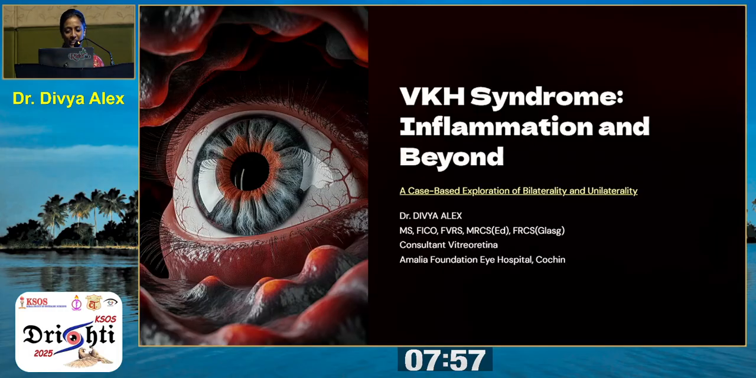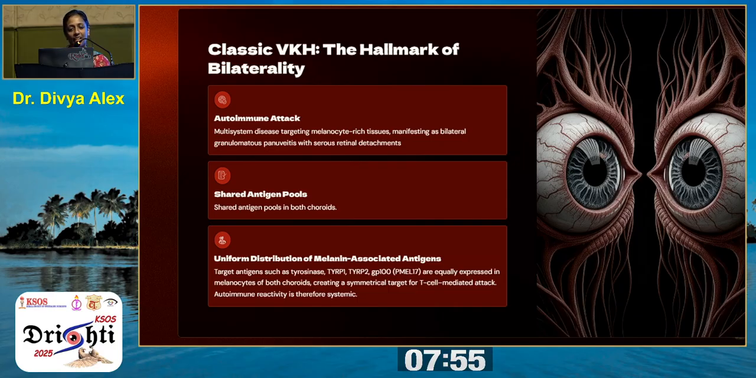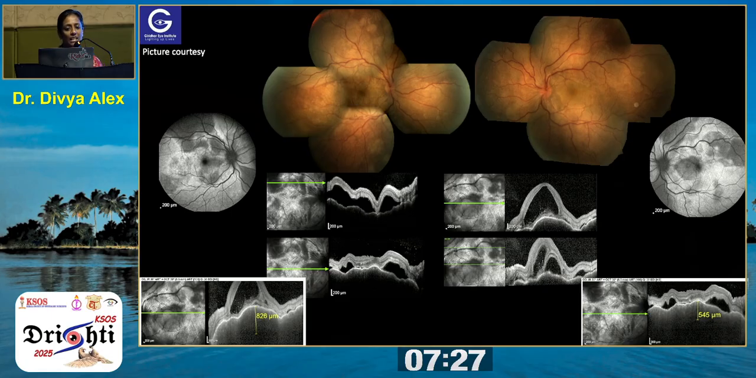A warm good morning, everyone. Vogt-Koyanagi-Harada disease is a multi-system disease manifesting as bilateral granulomatous panuveitis, and it is a disease caused by a T-cell mediated autoimmune response targeting melanocyte-rich tissues. So it is primarily, or precisely, mostly a choroidal stromal inflammatory disorder. As we have shared antigen pools in the choroid and mostly uniform distribution of melanin associated antigen, the disease is always bilateral.